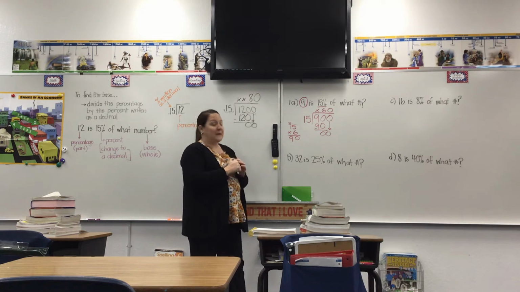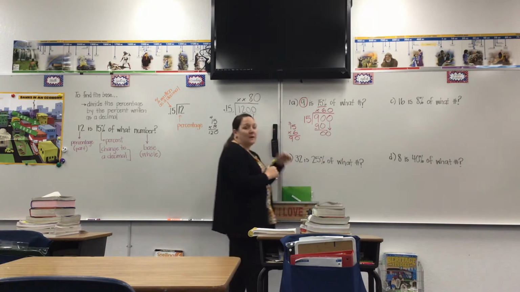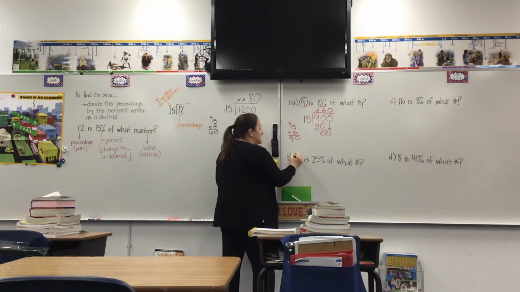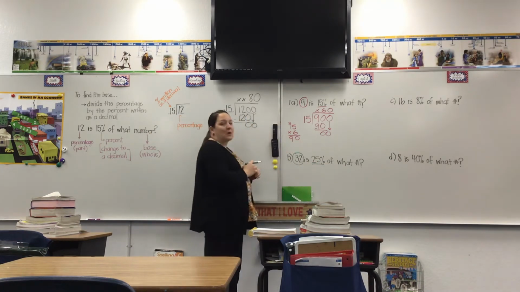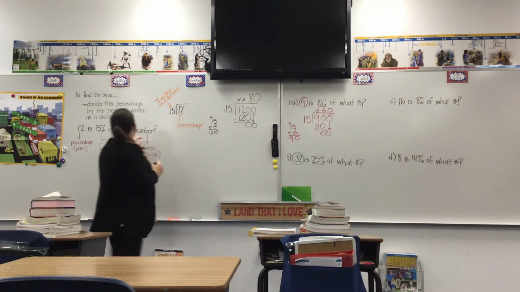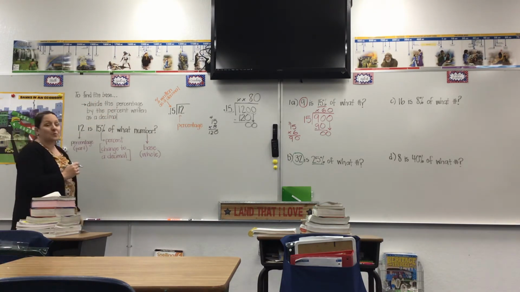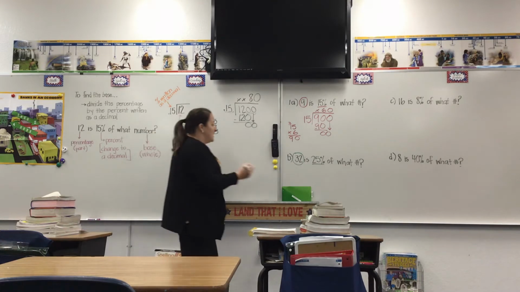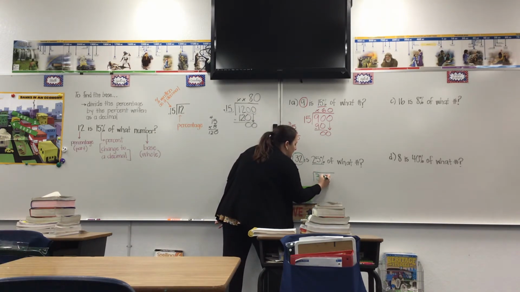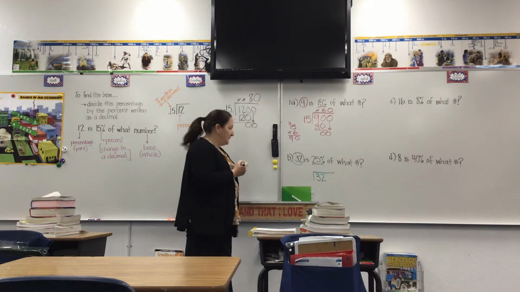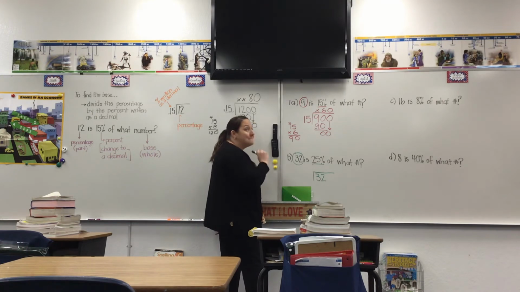Let's move on to B. 32 is 25% of what number? 32 is my percentage. 25% is my percent. I need to divide the percentage, my part, by the percent written as a decimal. So I'm going to take 32, go ahead and put it inside the house, that becomes my dividend, and 25% written as a decimal is 0.25.